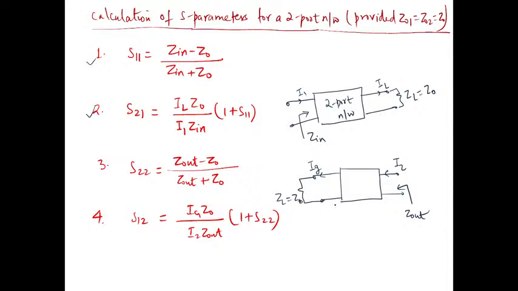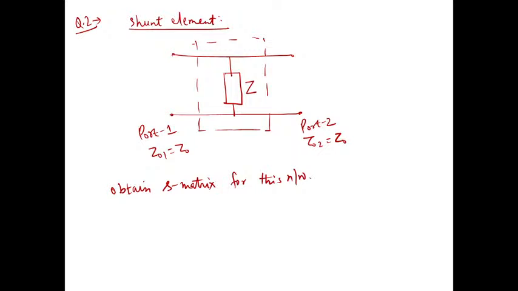We have also seen one example. It was basically a series arm where we calculated all four S parameters. Now let's come to the shunt element. How can we calculate the S matrix? How can we obtain the S parameters for a network which has only one shunt element?